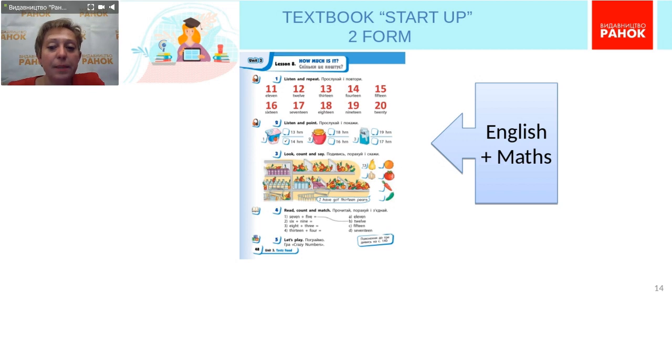Here you can see the integration of English and math. This lesson is taken from the unit Tasty Food, when pupils learn numbers, and they don't only learn numbers, they practice counting, because there are exercises when pupils need to read English numbers, words that denote numbers, to count and to choose the correct answer.